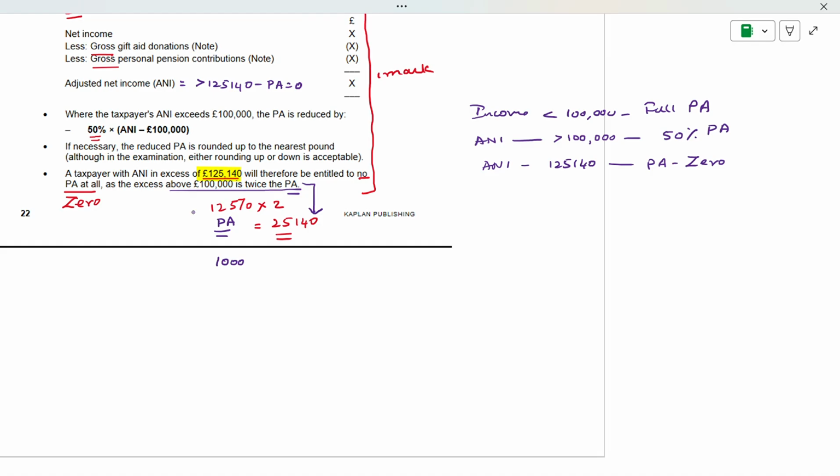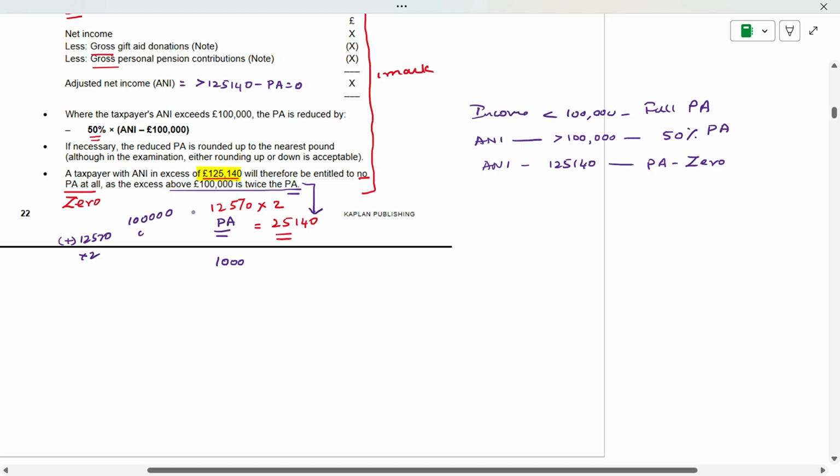Sir, you said ANI above 100,000, it is 0. But why would the statement say the excess above 100,000 is twice the PA? PA is 12,570. So above 100,000 you said PA is 0. Then how are they getting 25,140, sir? See, this is only for our explanation. 12,570 times 2 comes to 25,140, so 125,140.